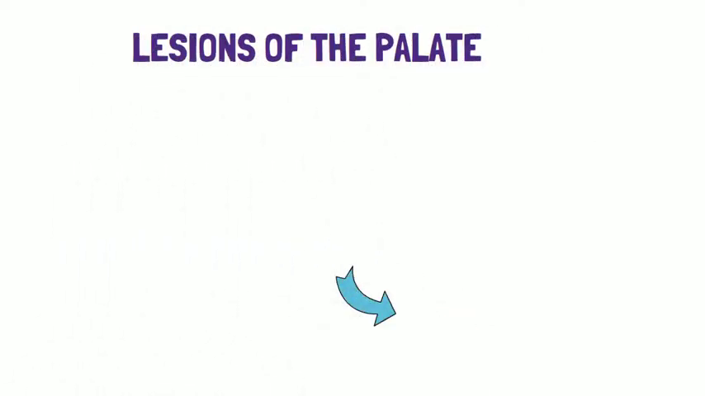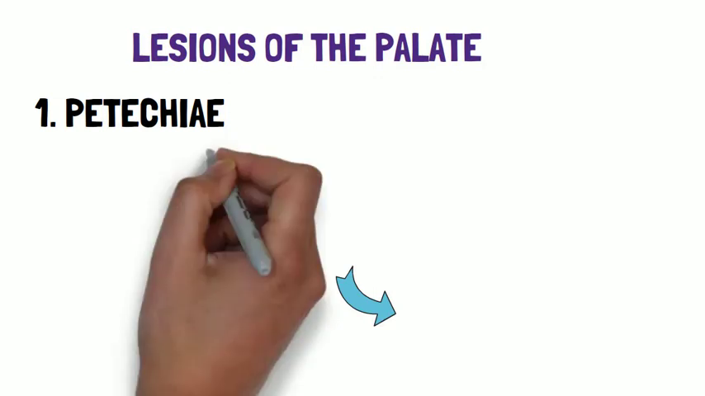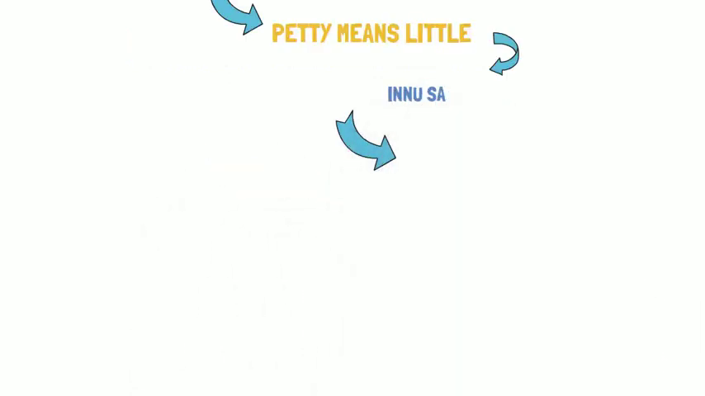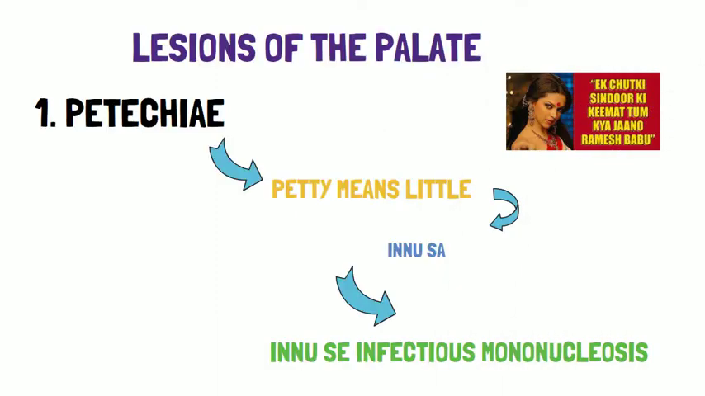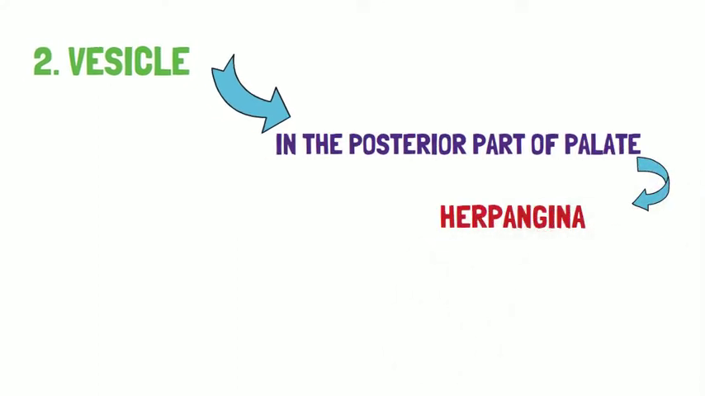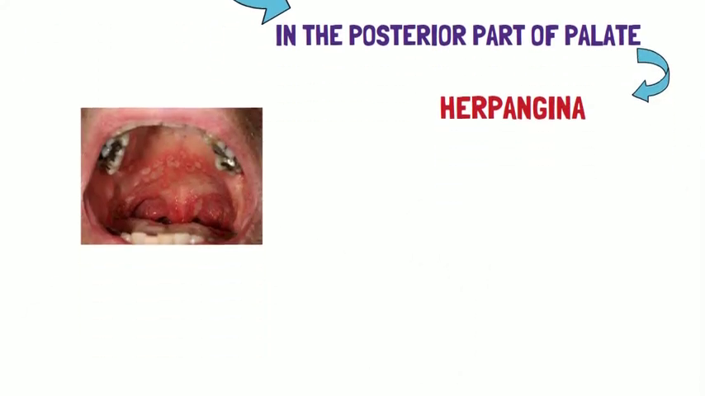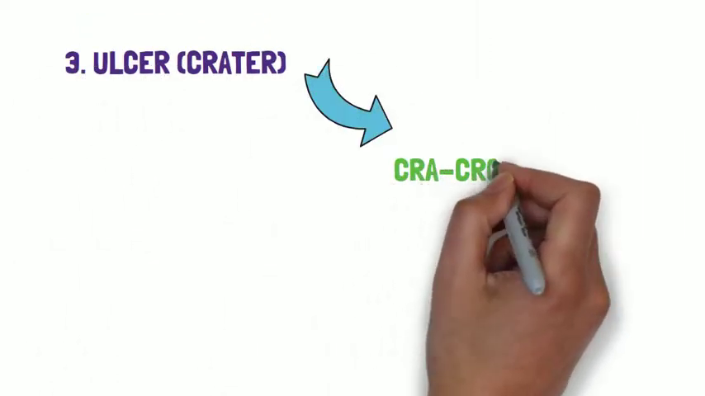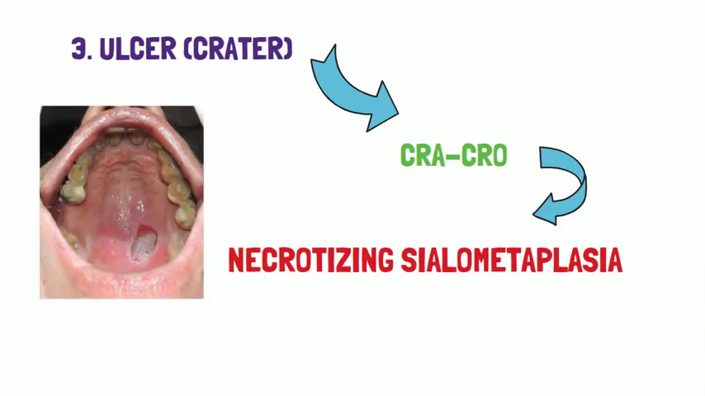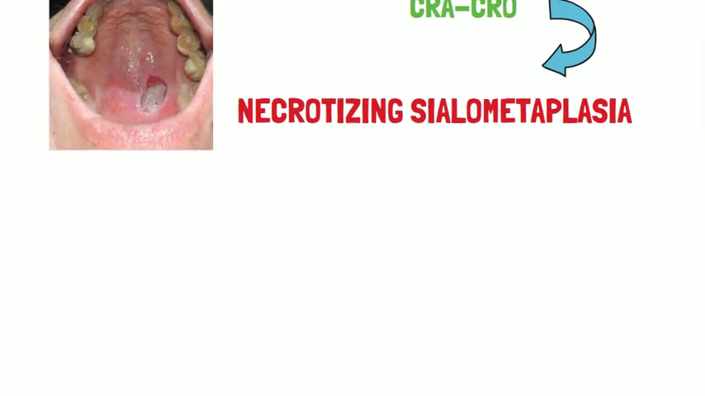So our first lesion is petechiae. In the name itself, petty means little. These are seen in infectious mononucleosis. Then we go on to vesicles. Vesicles in the posterior part of the palate are seen in herpangina. So P for palate, P for posterior and P for herpangina. Then ulcers. Ulcers in the form of a crater are seen in necrotizing sialometaplasia. So crater and crow, these both are matching.